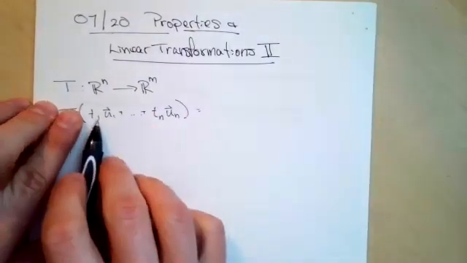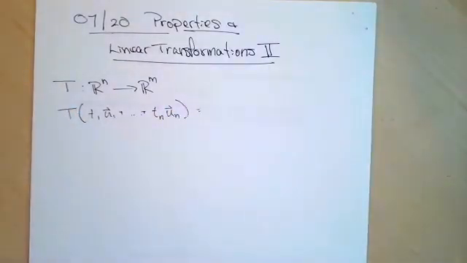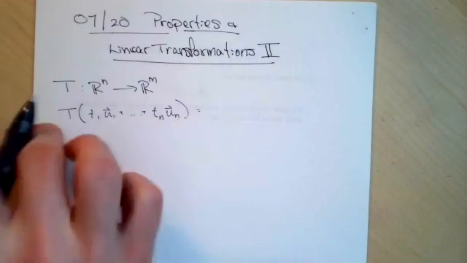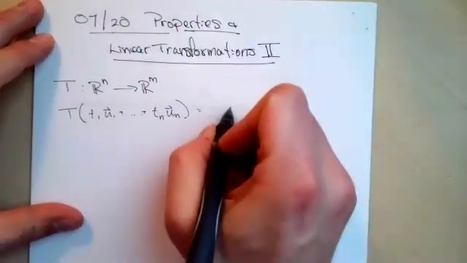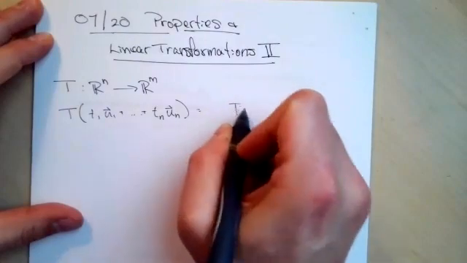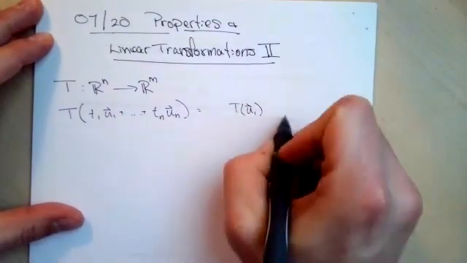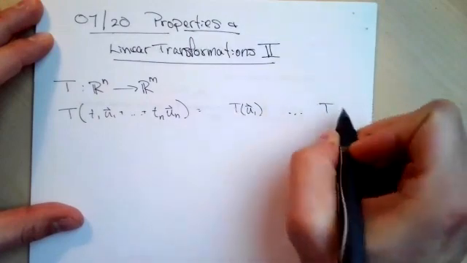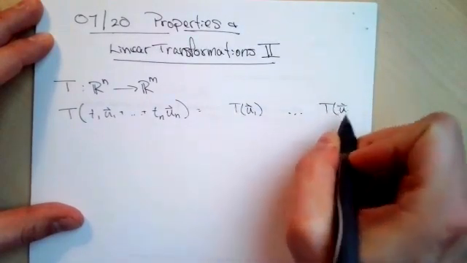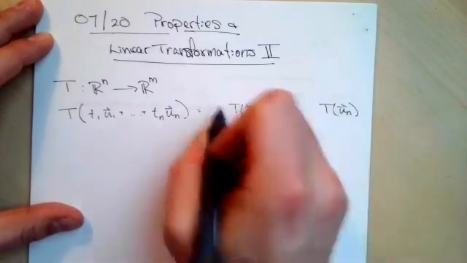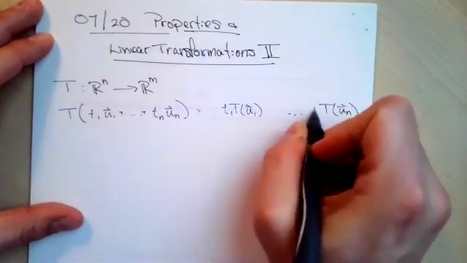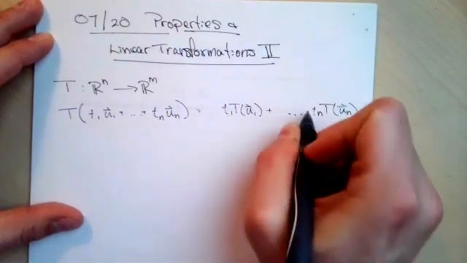Namely, I can perform the linear combination of all of these basis vectors and then apply the linear transformation, or we can apply the linear transformation to the basis vectors and then after that we can perform the linear combination, multiplying by the scalar multiples and then adding them all up.